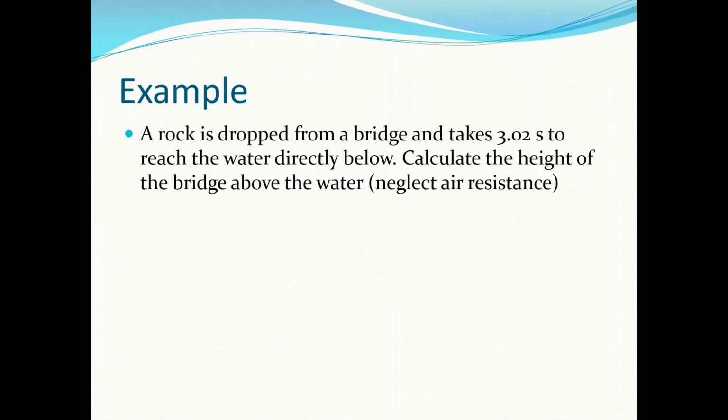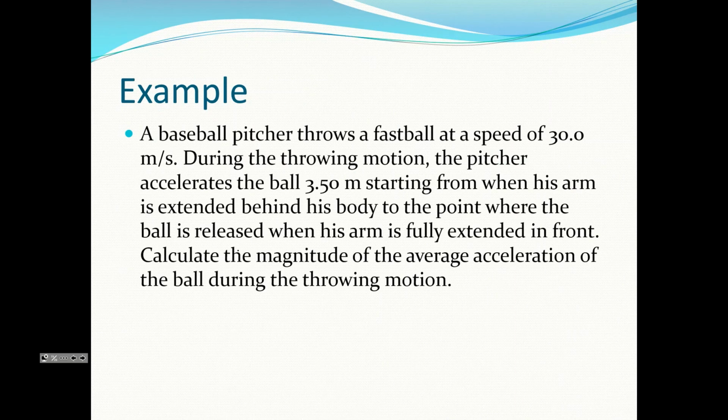So I don't really worry about negatives or positives with this question. Okay, let's try another one. A baseball pitcher throws a fastball at a speed of 30 meters per second. During the throwing motion, the pitcher accelerates the ball 3.5 meters, starting from when his arm is extended behind his body to a point where the ball is released when his arm is fully extended in front. Calculate the magnitude of the average acceleration of the ball during the throwing motion.